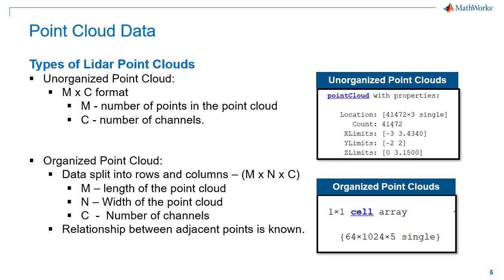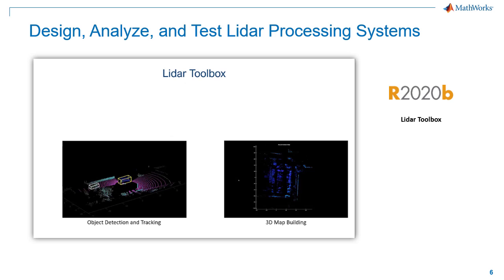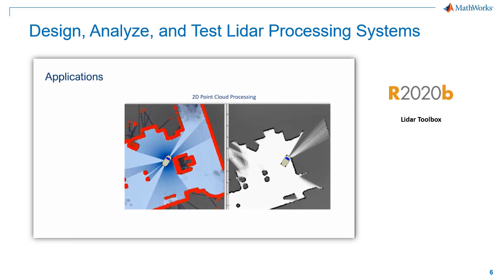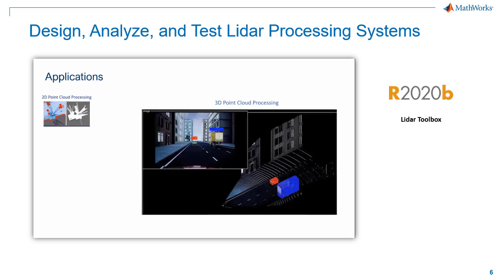Adjacent points in an organized point cloud are related to each other due to proximity in physical space between them. If we project an unorganized point cloud onto a sphere, we'll get an organized point cloud. This conversion will be very useful in implementing certain LiDAR processing algorithms. To implement these workflows, we'll be using the newly launched LiDAR Toolbox. LiDAR Toolbox provides algorithms, tools, and apps to design, test, and analyze LiDAR processing systems.